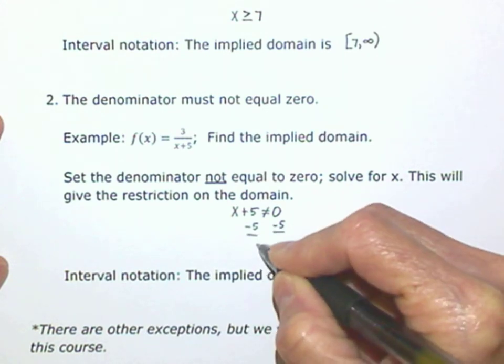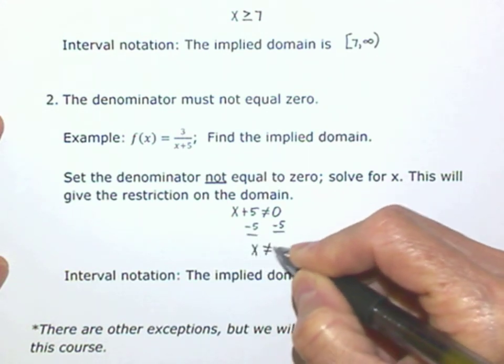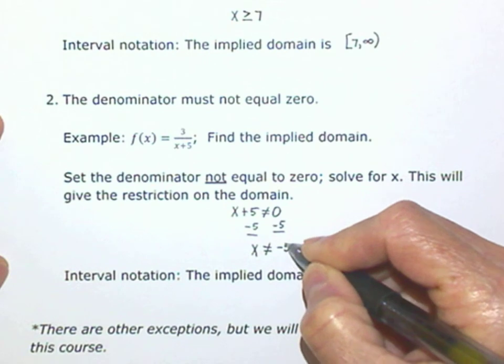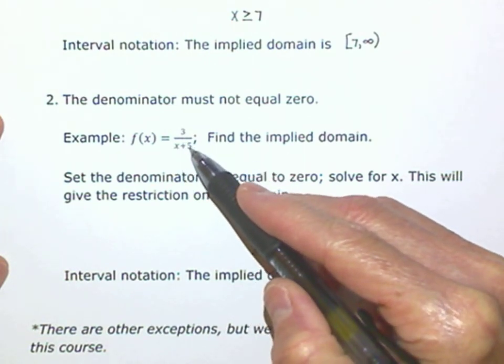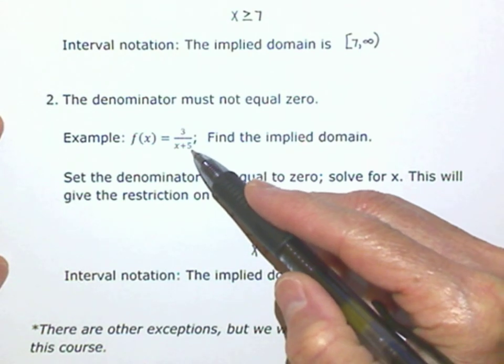And we find that x cannot equal negative 5, because if x did equal negative 5, negative 5 plus 5 would be 0, and our denominator would be 0.